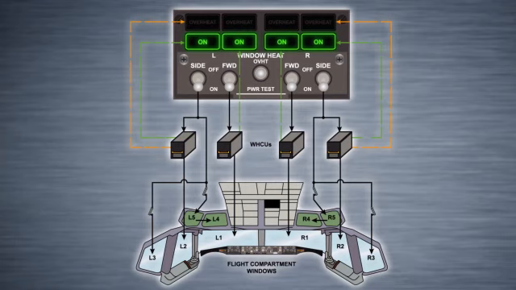There are 4 green on lights. Each light corresponds to its respective window heat control unit and illuminates when there is current flow to the corresponding window. If the light is extinguished, the respective window heat control unit is not applying power to the window.